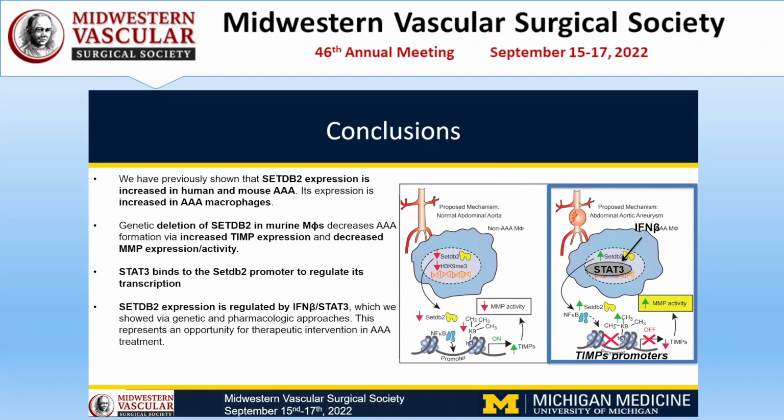The novelty of the current study is showing that interferon beta, which is present in the aneurysmal macrophage cells, increases STAT3 expression as well as activity, which binds to the SETDB2 promoter to increase its expression. Increased SETDB2 expression represses the TIMP promoter activity, leading to de-repressed activity of the MMPs, thereby further promoting abdominal aortic aneurysm formation.